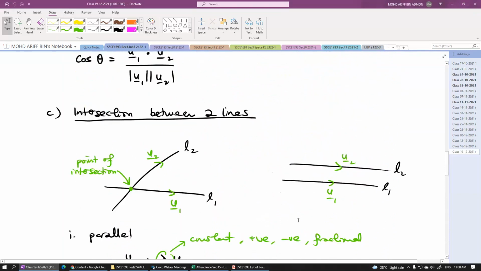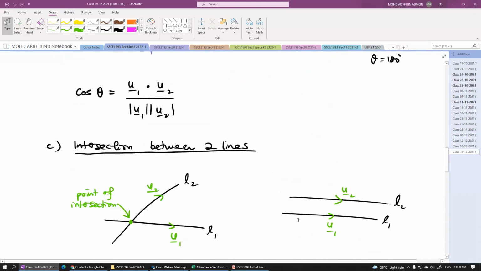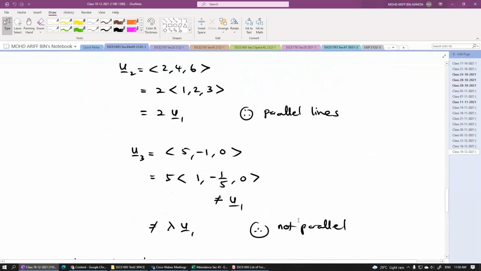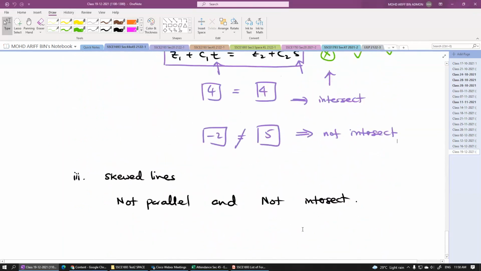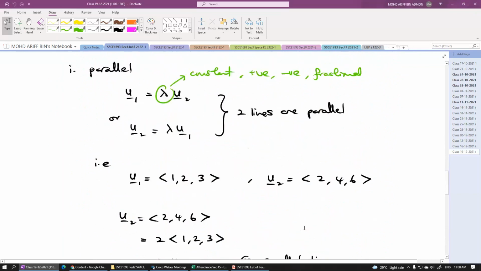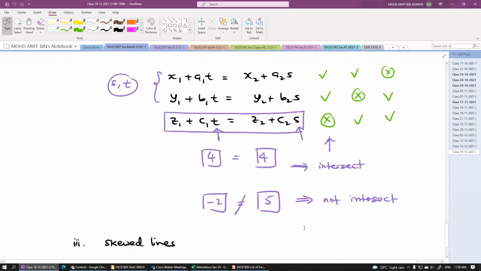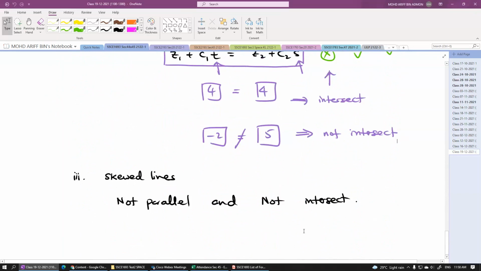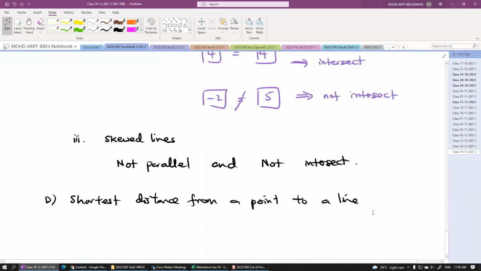Okay, intersection between two lines. Let me finish the theory first. So I just continue the last sub topic for this line, C and D. So this is the shortest distance, the shortest distance from a point to a line.